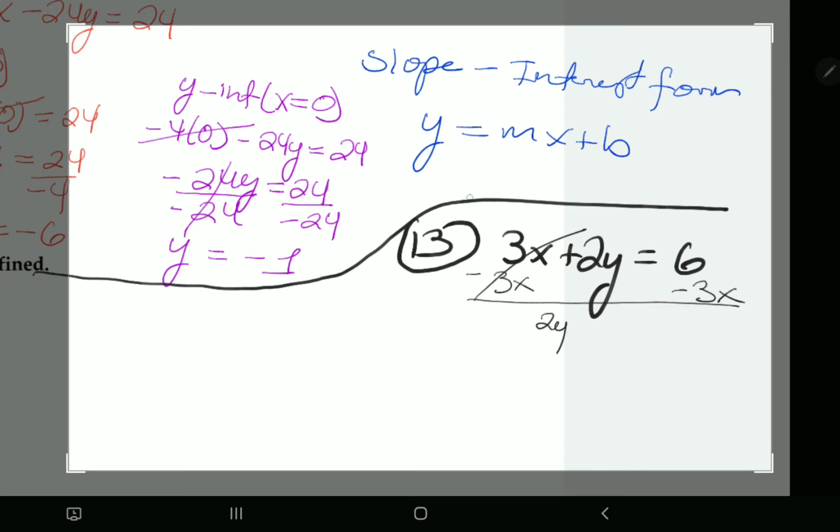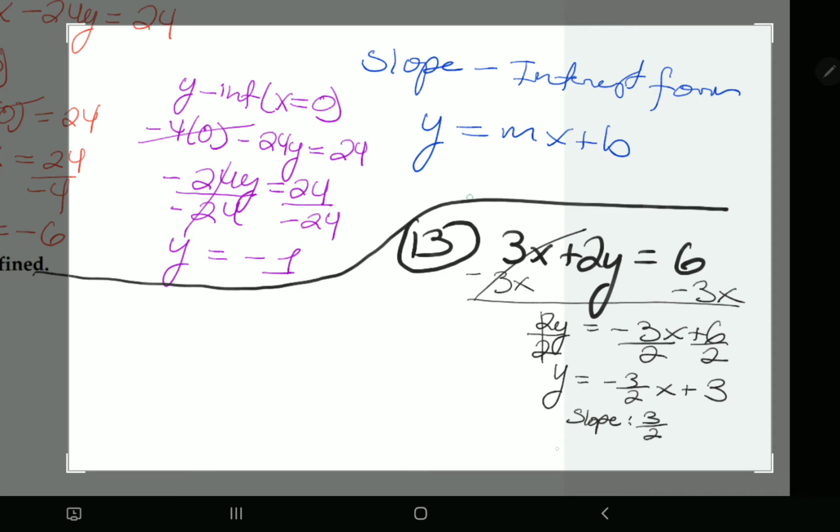2y equals negative 3x plus 6. And in order to get y by itself, we're going to divide every term by positive 2. The 2s simplify out. So y equals negative 3/2 x, and 6 divided by 2 is 3. My slope is negative 3/2. My y-intercept is 3.